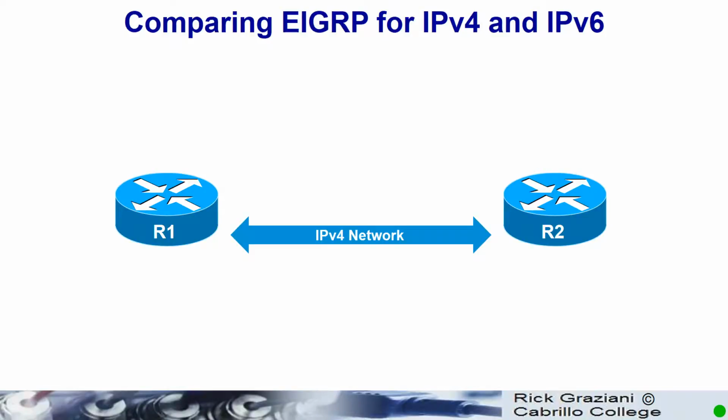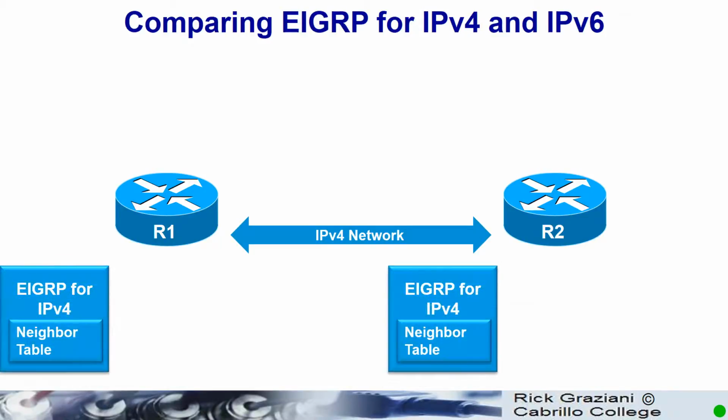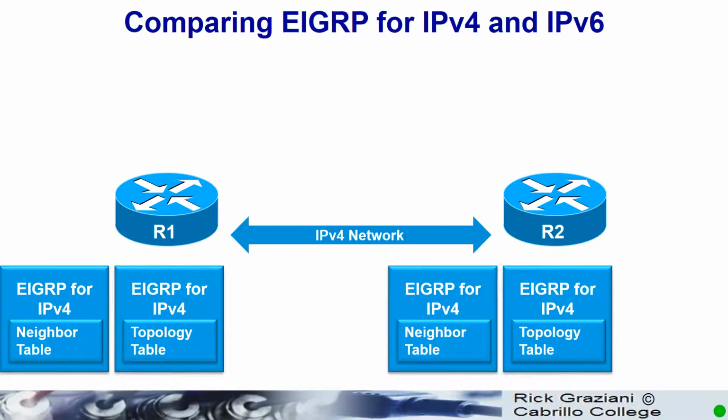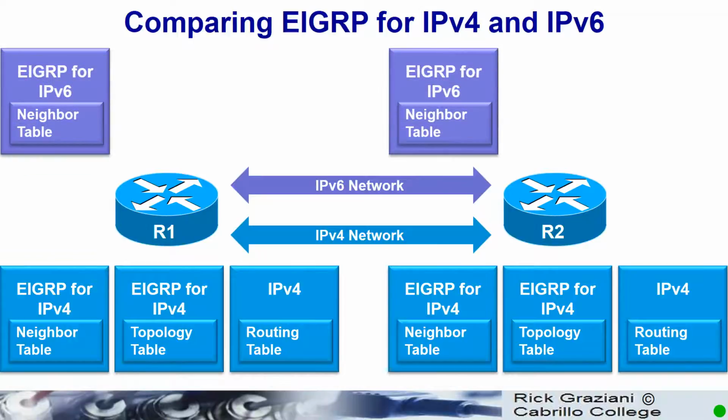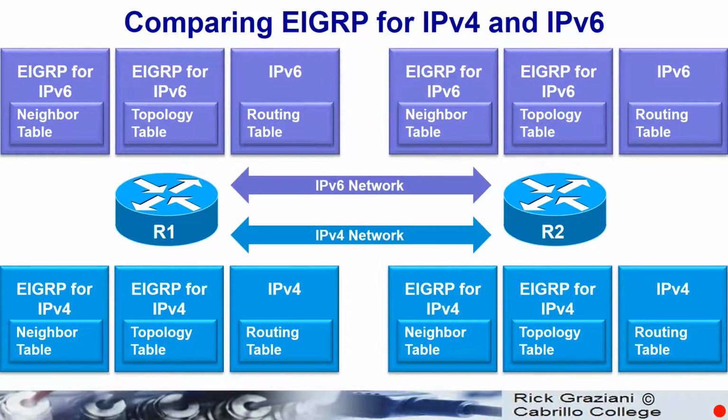So comparing the two, with IPv4, you have a neighbor table in both routers, and a topology table, and a routing table. With IPv6, you have the same thing, except they're separate tables. So each router will have its own separate IPv4 and IPv6 table.